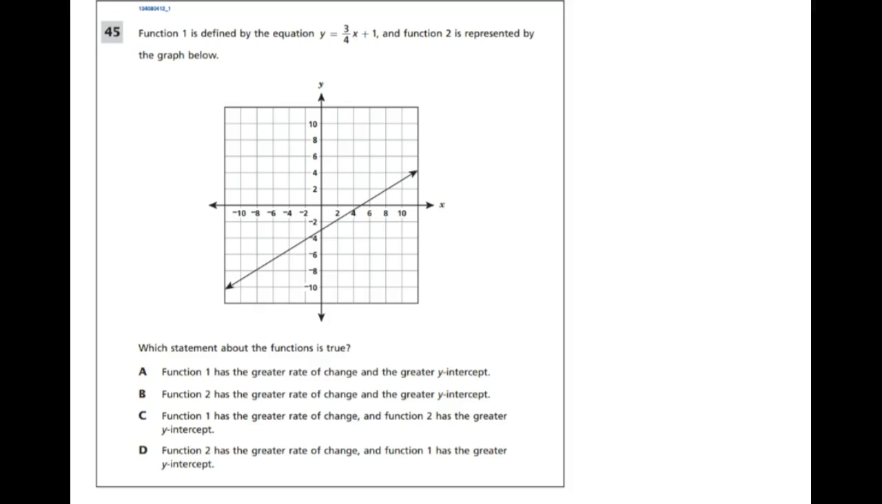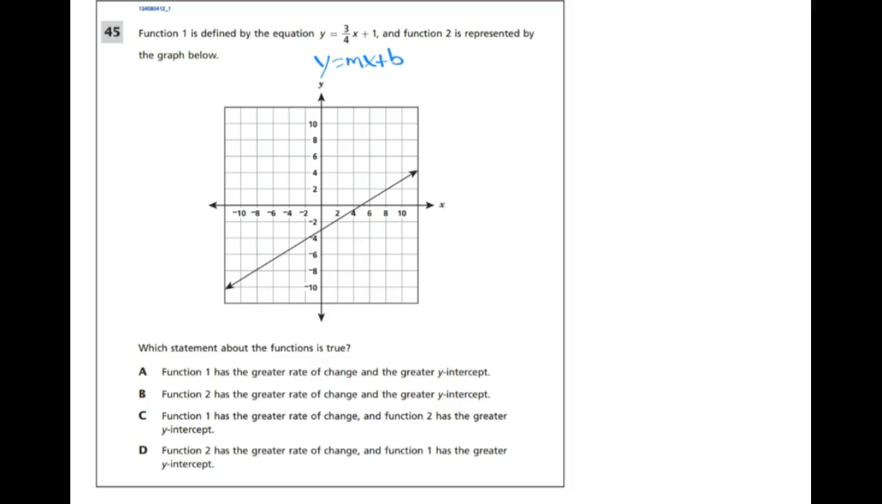Alright, here's another question, and this is the second day. This is when you could use a calculator if you want, but we really don't need it for this one. It says function 1 is defined by the equation y equals 3/4 x plus 1. So there's something written in y equals mx plus b form. And function 2 is represented by the graph below.